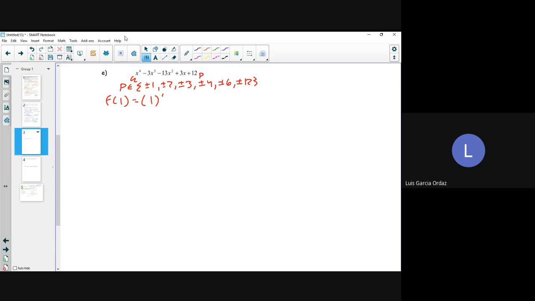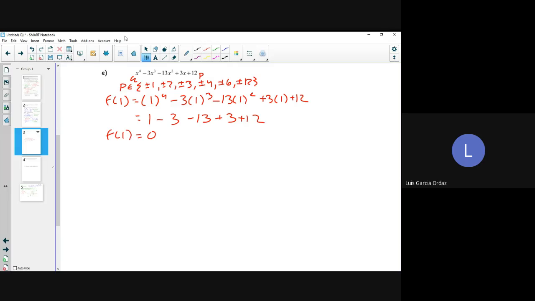So you got 1 to the 4 minus 3 times 1 to the 3 minus 13 times 1 to the 2 plus 3 times 1 plus 12. So we got 1 minus 3 minus 13 plus 3 plus 12. So does that give 0? Yeah. Because we essentially get 15 minus 15. So f of 1 is equal to 0, which means x minus 1 is a factor.